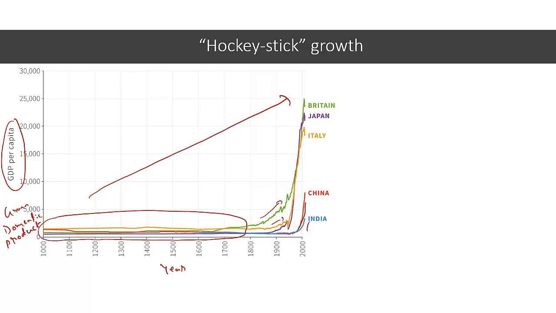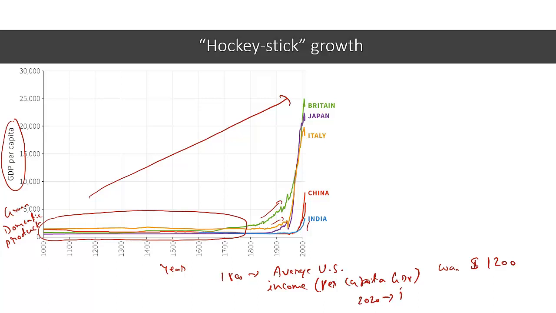Now, the graph doesn't show the US, just to give an idea. Around 1800, average US per capita GDP was approximately $1,200 in today's dollars. Today, how much is the per capita GDP? As of 2020, per capita GDP is approximately $56,000. So there's been a huge increase in income even after accounting for inflation, because we accounted for inflation here. There's a big increase in income of the people of this country.